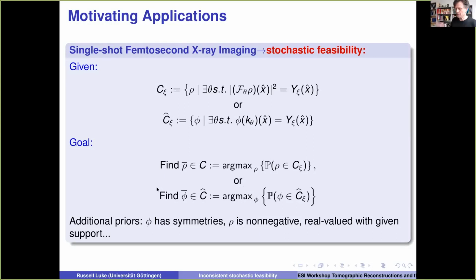And once we take a feasibility modeling approach, these would be the sets corresponding to the data measurements, but I can also add sets that include a priori information. For example, if the electron density is a non-negative real valued object, then the amplitudes are going to have symmetries. And so I can easily add symmetry constraints into this feasibility model.